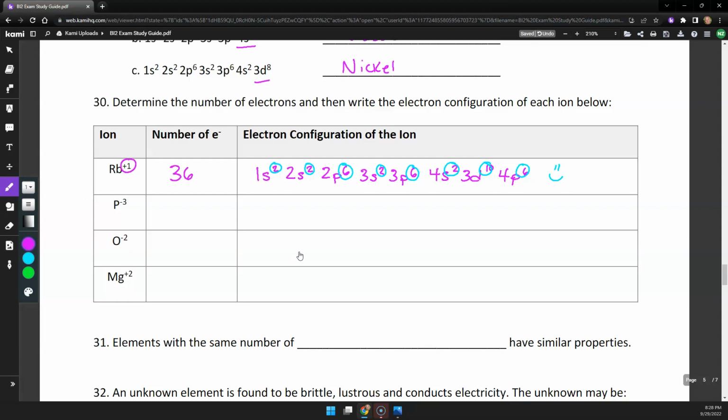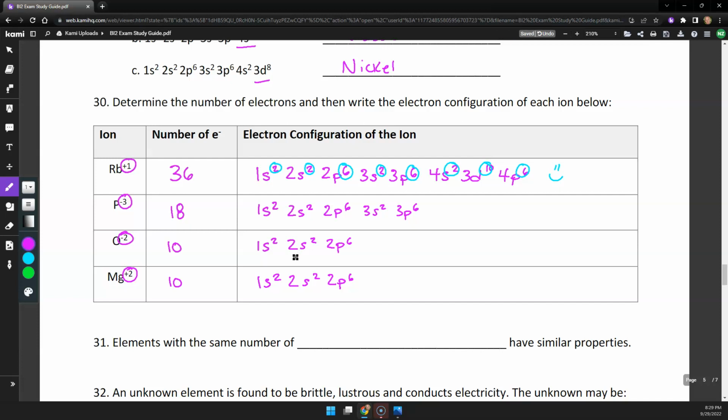All right, phosphorus normally has 15. If it has a -3 charge, that means it has 18. 1s2, 2s2, 2p6, 3s2, 3p6. Again, we can check this by adding up all of the exponents to get to 18. Oxygen is normally 8. If it has a -2 charge, it's going to have 10. 1s2, 2s2, 2p6. There's 10. Magnesium has 12. If it has a +2 charge, it's going to have 10. Guess what? It's going to have the same electron configuration as our oxygen here.